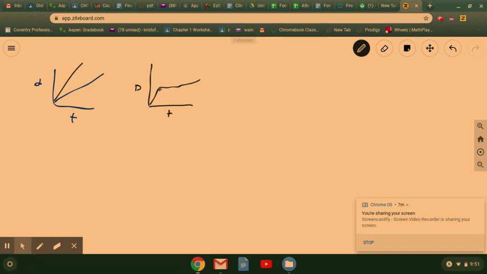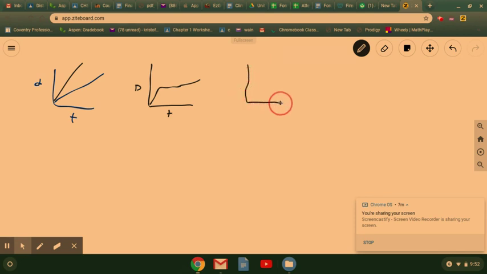This first section, that line's pretty steep. So that means the velocity there is relatively high, especially if you compare it to this part right here. Here, you do have some velocity. You are moving, but the slope here is lower than the slope here. So that tells us that this velocity is lower than that velocity.